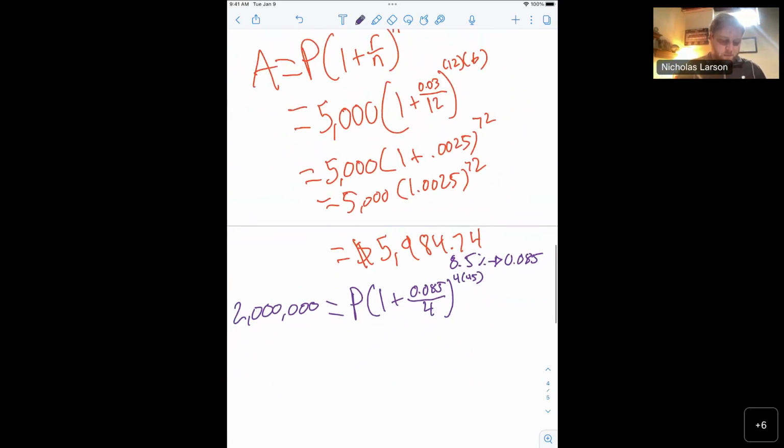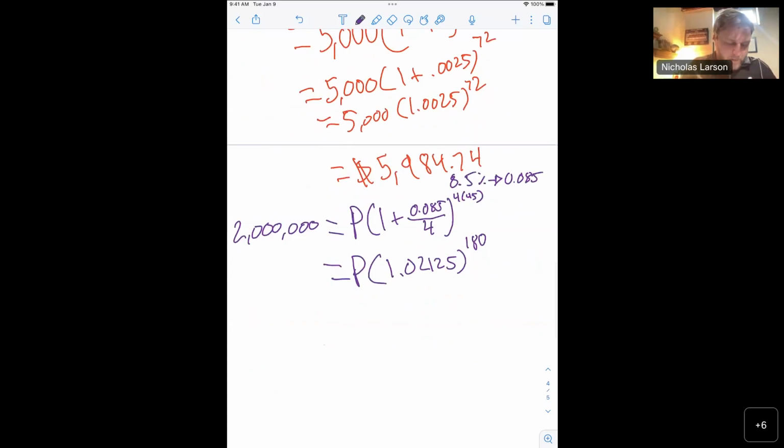So let's start simplifying. Again, I don't know P. 0.085 divided by 4 is 0.02125. So 1.02125. And then 4 times 45 is 180. I still have 2 million here.